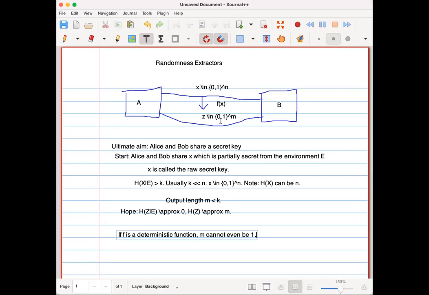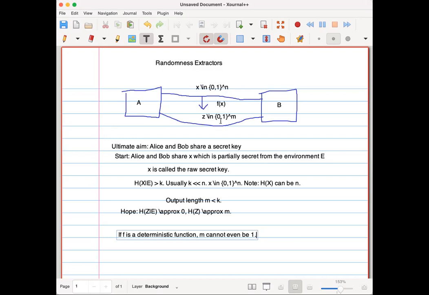Whatever f is, one of the two outputs, 0 or 1, will be more likely, so will occur with probability more than half. Let us say 0 occurs with probability greater than or equal to half. Now I just look at the inverse image of 0 under f. So I'll look at those x's which are mapped by f to 0.